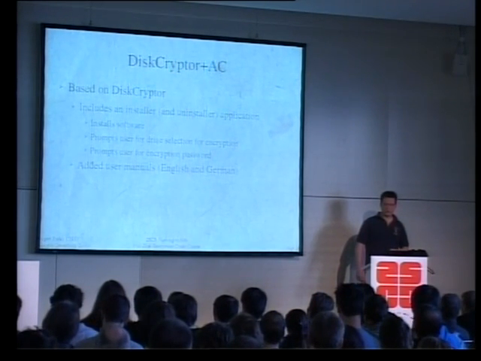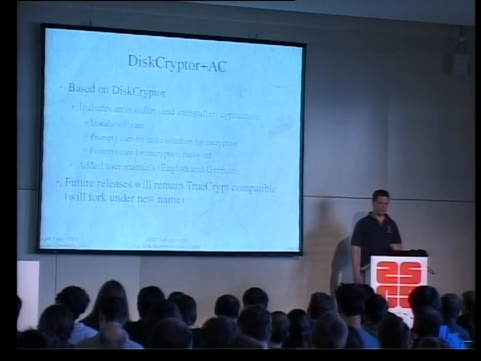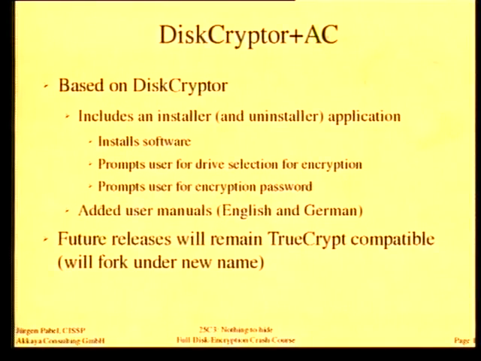We've also written some manuals, so that might be of some help for some. But because this cryptor itself decided to go away from TrueCrypt, we'll probably fork this under a new name. This cryptor +AC isn't really that sexy of a name, so we'll see where this goes.